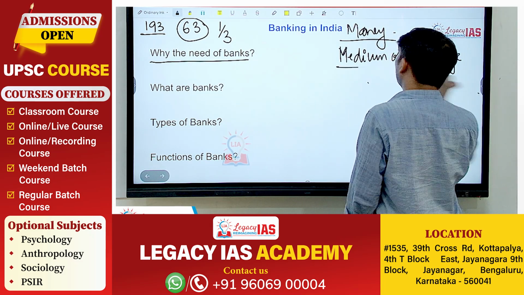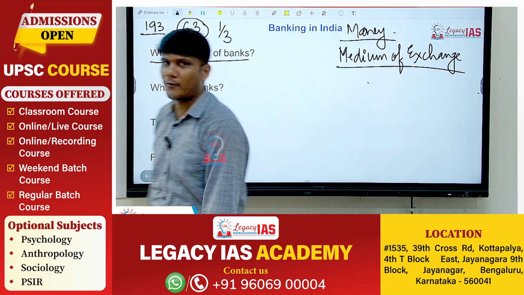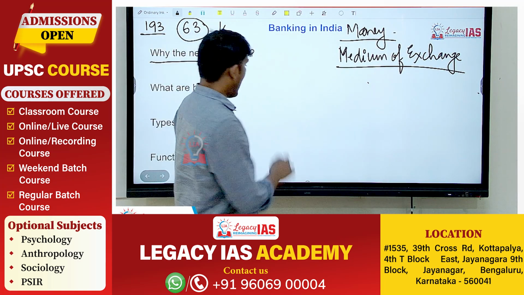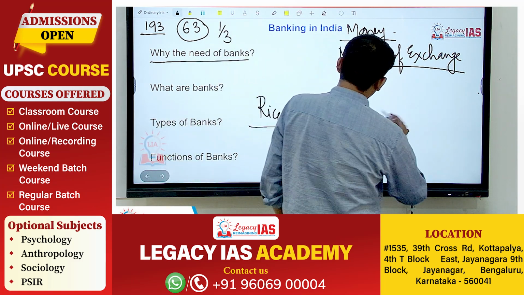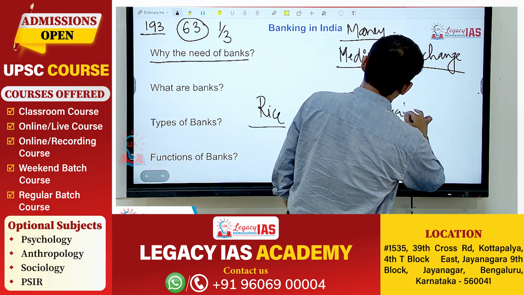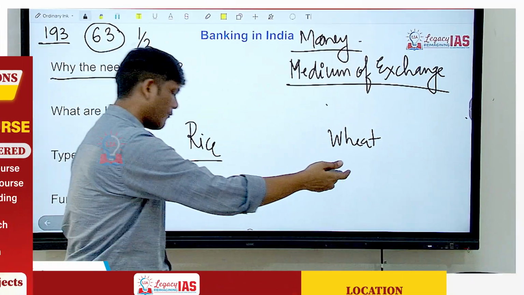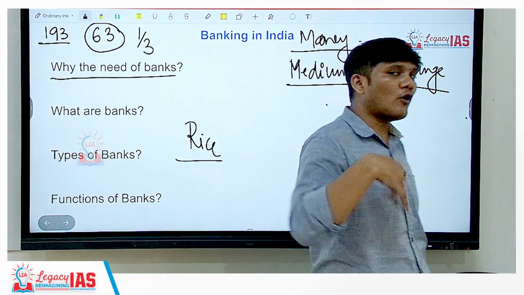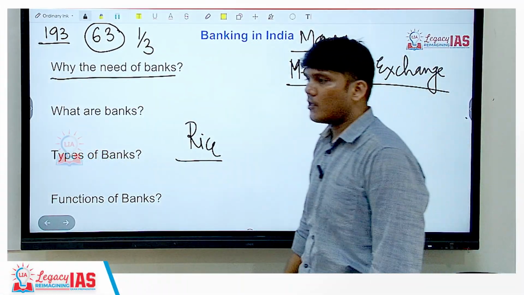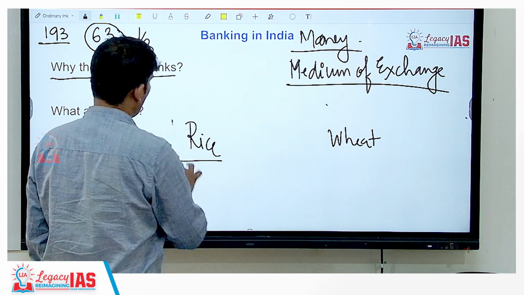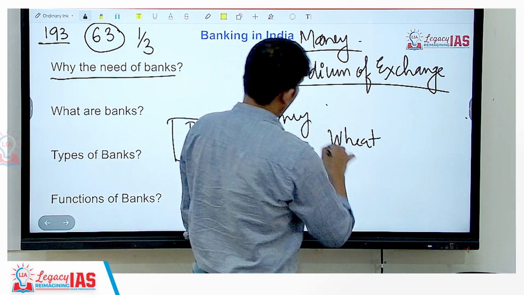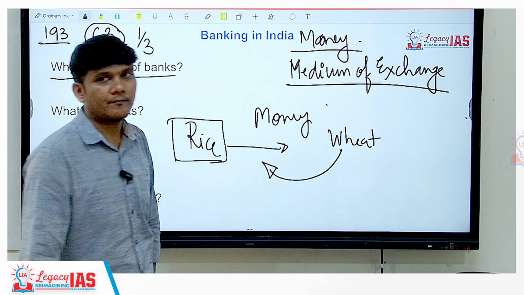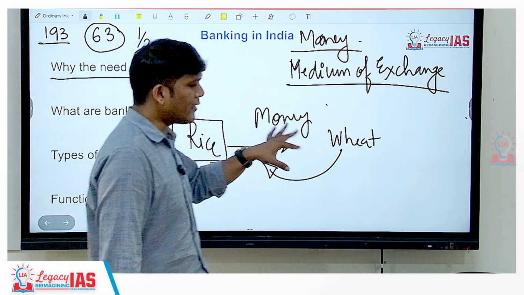Now how does money solve the problem of the double coincidence of demand in the barter system? I have additional rice. You have additional wheat. Now I want wheat from you, but you don't want rice from me. So what I do, instead of giving you rice, is I give you money, and I take your wheat. Now the transaction will go ahead.